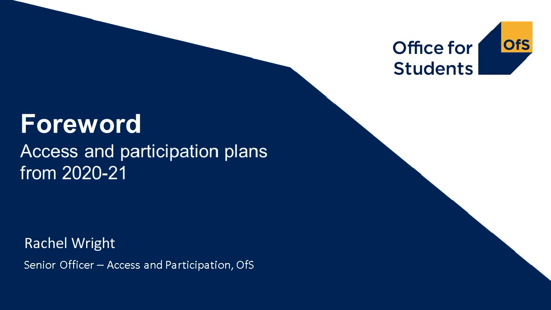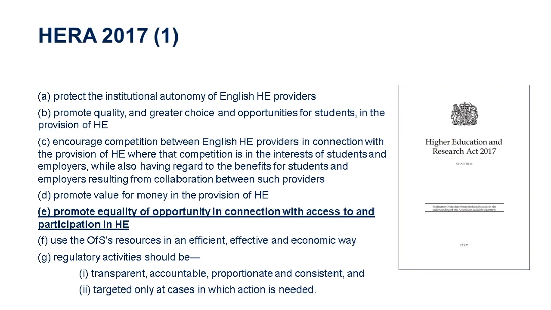Just to provide a little context on access and participation plans. The Higher Education and Research Act 2017 set out a number of general duties. These form part of our regulatory framework, and the one that we'll be focusing on, which provides the context for access and participation plans, is E, which is about promoting equality of opportunity in connection with access to and participation in HE.